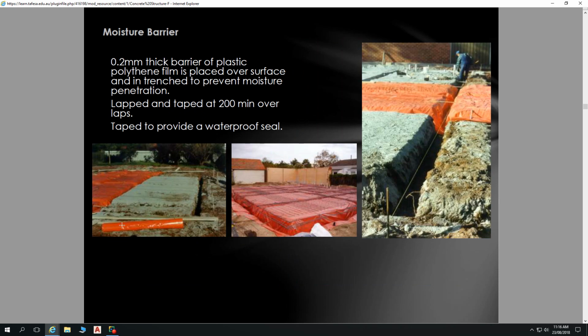Moisture barrier. So that goes in. That's the plastic moisture barrier I showed you just before. Lapped and taped at 200 millimeter. So 200 mil laps, so it's not just sheet to sheet. You lap it over 200 mil and tape it. There's some conjecture around that if you read through AS 2870 thoroughly. It doesn't say that you have to, but lap it and tape it is the general consensus on that.